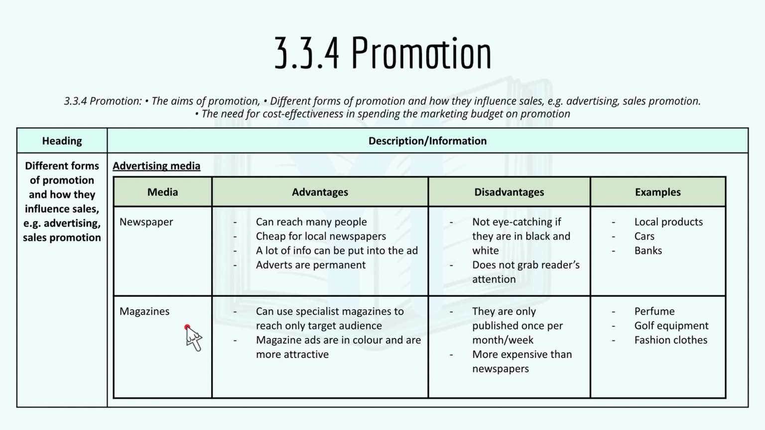And for magazines, advantages include you can use specialist magazines to reach only your target audience, and magazine ads are in color and are much more attractive. But disadvantages include they are only published once per month or week, and it's more expensive than newspapers. For example, you can advertise perfume, golf equipment, and fashion clothes in magazines.